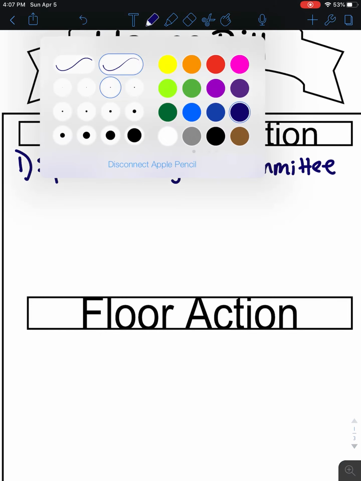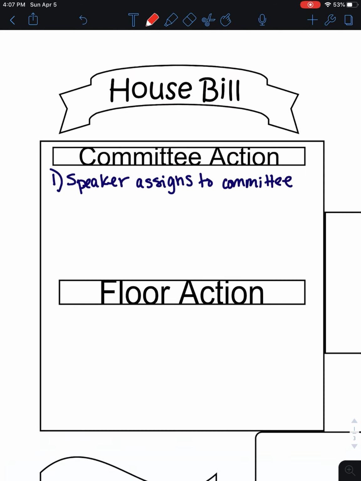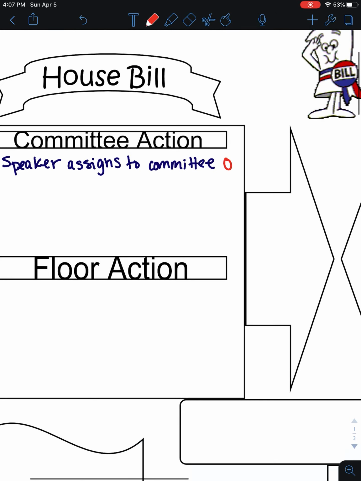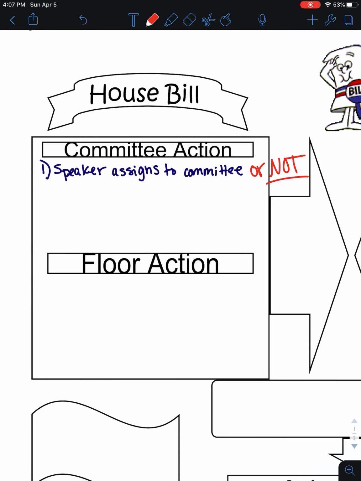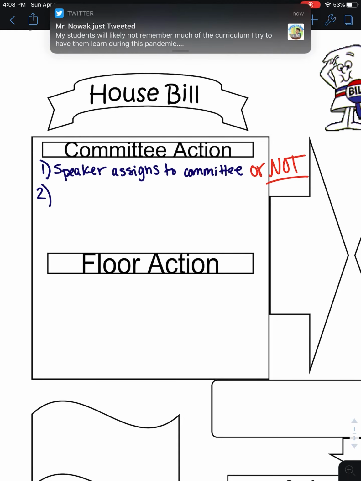And here's my first color change. Or not. So right off the bat, if the Speaker decides they don't like the bill that a congressperson has presented, they could just not send it to committee, and then that bill dies right away. If the Speaker says, okay, I'm going to assign this to a committee and see what they can do for it, then step two is that it will go to that committee.